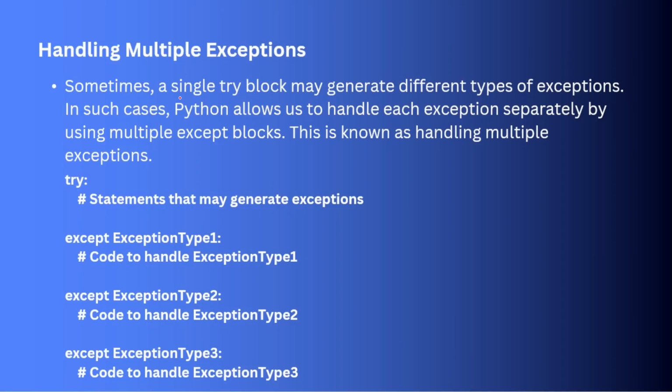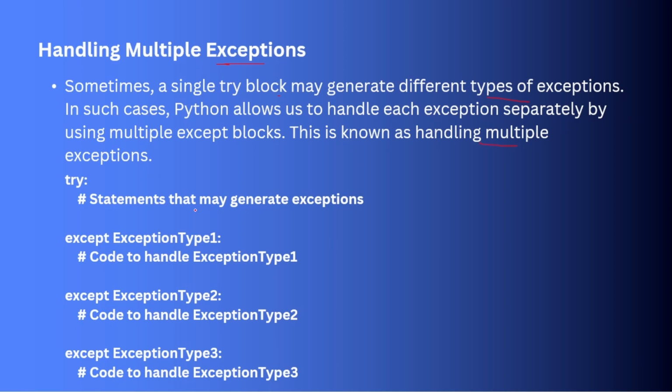Okay, so the next topic is handling multiple exceptions. Sometimes a single try block may generate different types of exceptions. Different types of exceptions can be generated when we try to execute the code inside the try block. In such cases, Python allows us to handle each exception separately by using multiple except blocks. This is known as handling multiple exceptions.